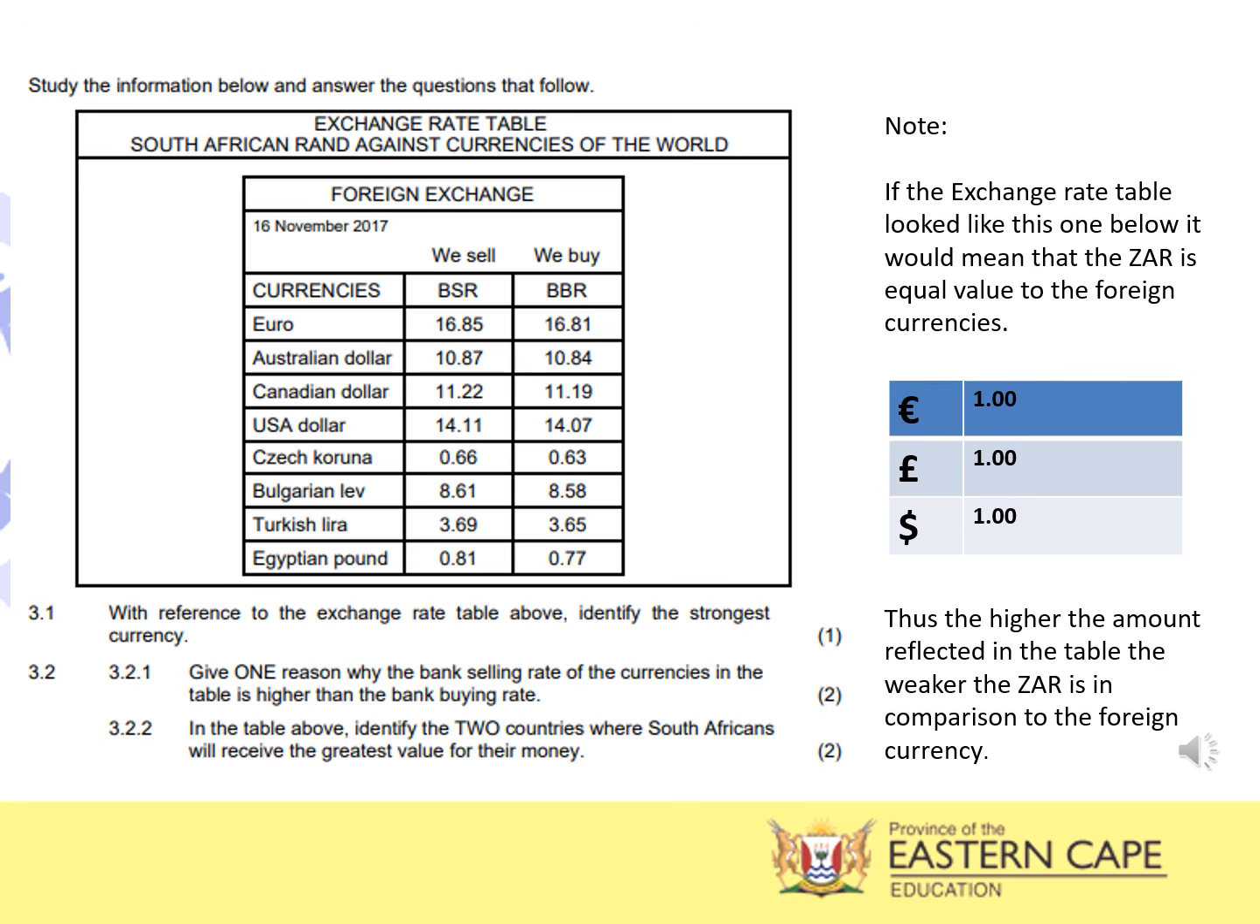The question that asks how a strong rand or weak rand impacts inbound and outbound tourism is always a higher order question. Here you need to think logically. When our rand strengthens, it does not mean that we are stronger than the foreign currency. It just means that we will be more likely to travel overseas and have a stronger buying power than usual. However, foreigners will not come to South Africa as they will get less rands than usual for their currency.